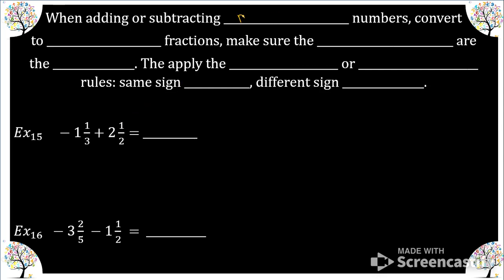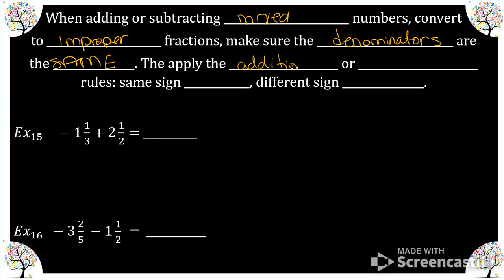When adding or subtracting mixed numbers, convert to improper. Make sure the denominators are the same. So just another layer of converting. Then apply the addition or subtraction integer rules. And if we're subtracting, we'll do keep, change, change. And then in the end, if signs are the same, you add and apply the sign. If they are different, you subtract and take the sign of the one you have more of.